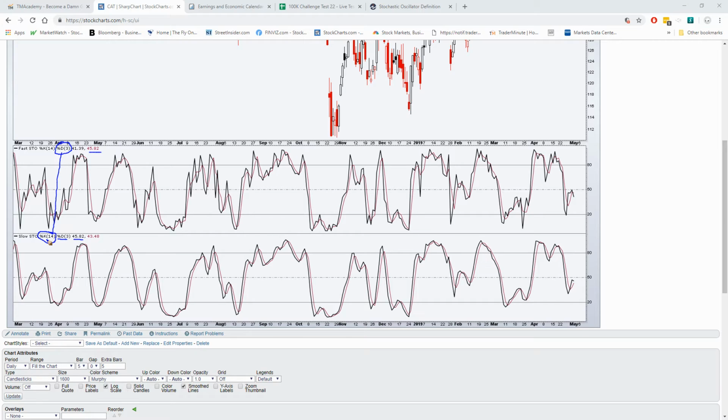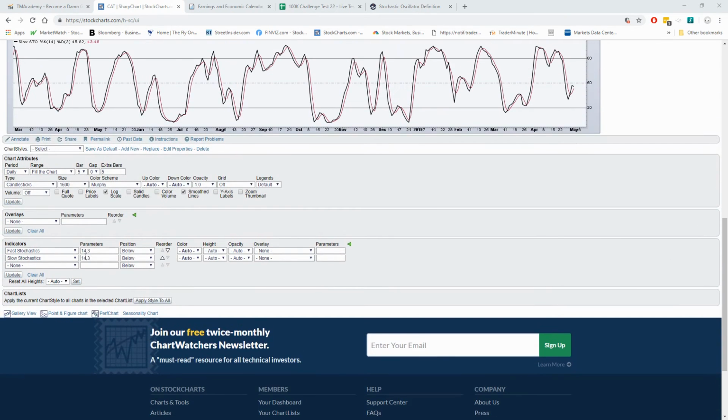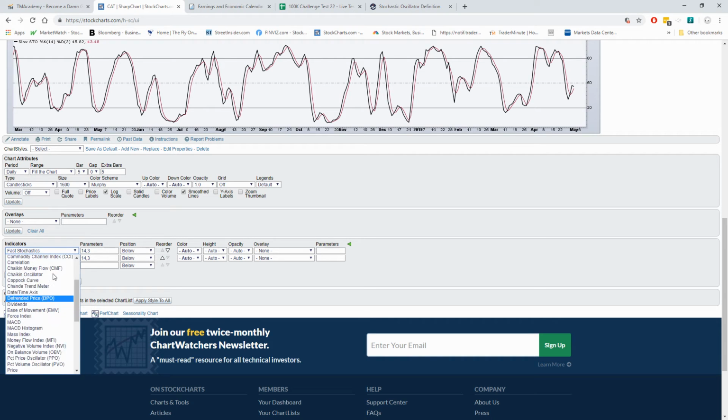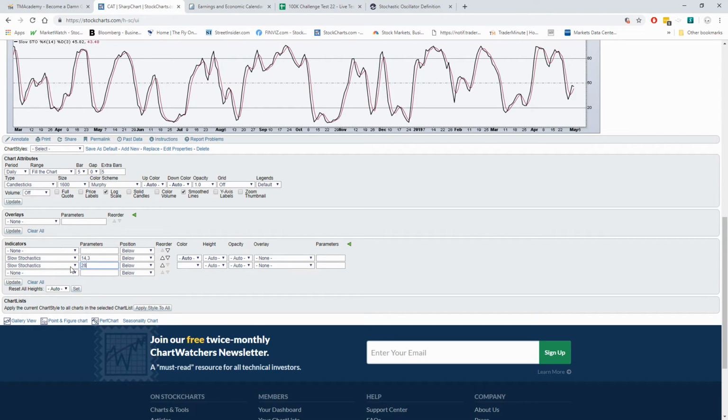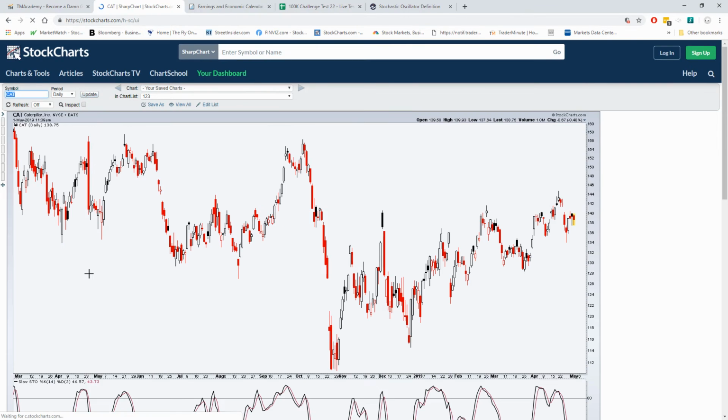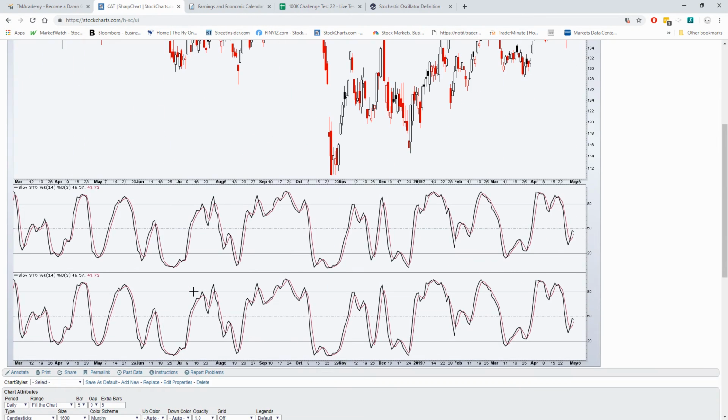Okay. So we're going to take off the fast stochastics, right? We're just going to use the slow stochastics. But I want to come in here and change up the time period for you so you can see how it looks. What do we change if we change the time period? So let's go 28 and 3. We'll just double the time period there.